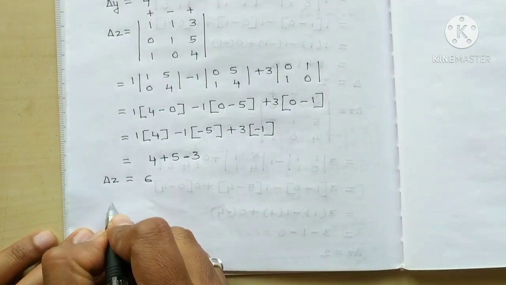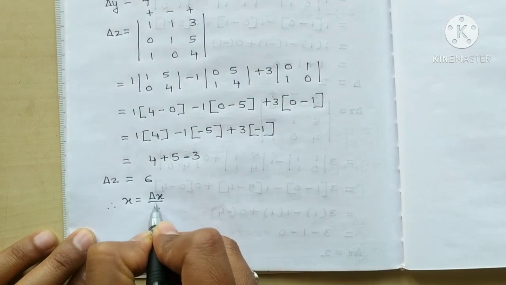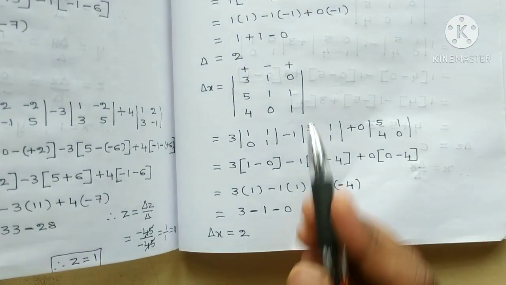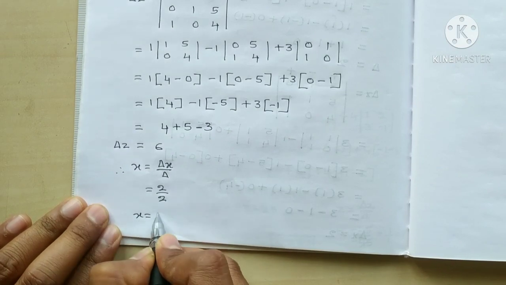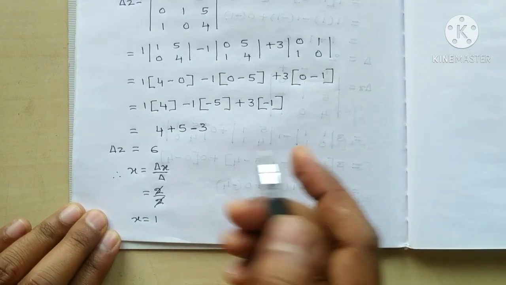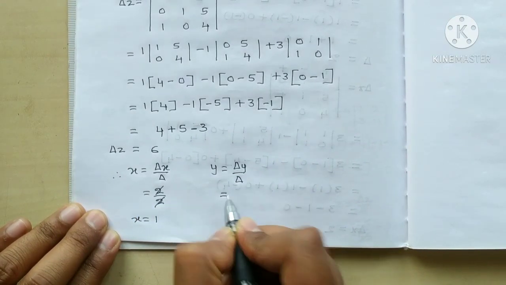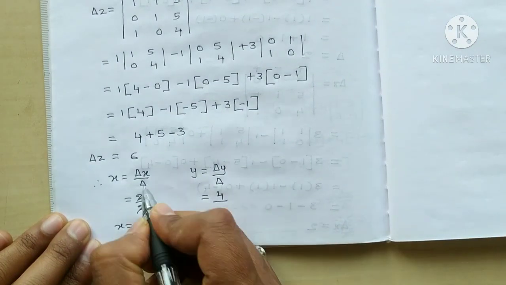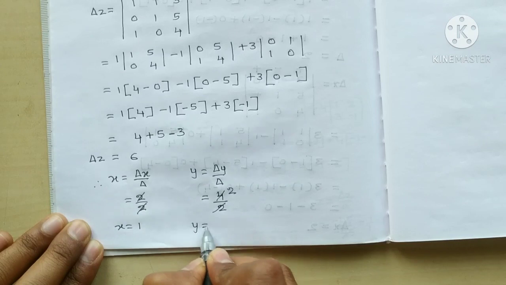So next, finally the x value. X is equals to the formula delta x divided by delta. See, delta x, how much did you get? 2. Delta is 2, therefore it is 2 divided by 2, therefore x value goes to how much here? 1. Cancel these two. Next, y value, delta y divided by delta. So delta y is how much here? 4. So it is 4 divided by delta value 2. So 2 1 is 2, 2 2 is 4, therefore y value goes to how much here?